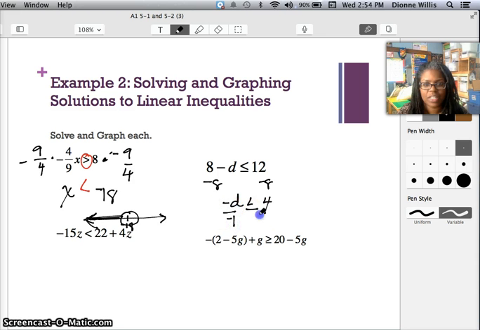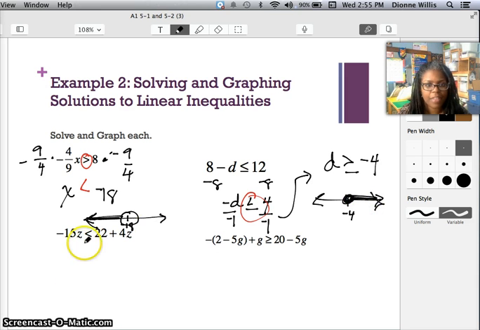As soon as I see myself dividing or multiplying both sides by a negative number, that's indication that I've got to flip. So my information is going to flip around a little bit. I'll get d is now greater than or equal to a -4. And here's my graph. Solid circle to the right because it's greater than. And I think we can do these in the last couple of minutes.